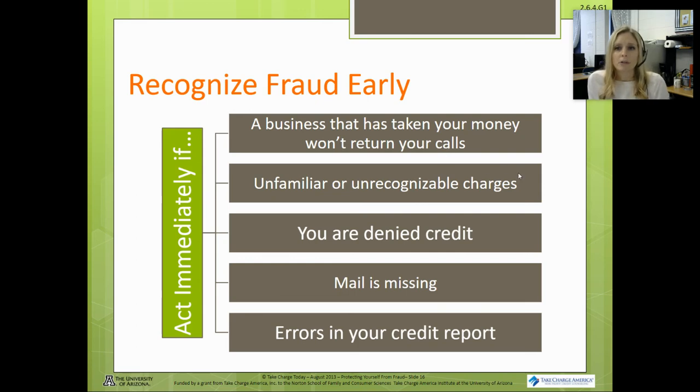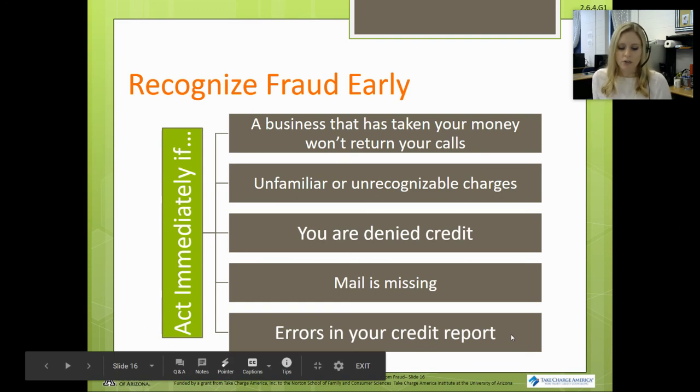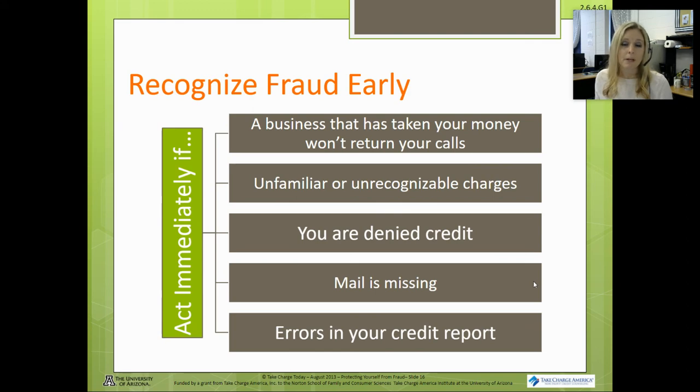If you see any unfamiliar or unrecognizable charges on your accounts, if you were denied credit and aren't sure why, that could be an indication that fraud has happened and it's affecting your credit report and you didn't know about it. If you're missing mail, if you're expecting some statements or some bills or whatever, or you're just not getting any mail, that could be a sign. Or if there's any errors in your credit report. Something's happened and you're like, that's not right, but maybe it did really happen by somebody stealing your identity and then running your name through the dirt.